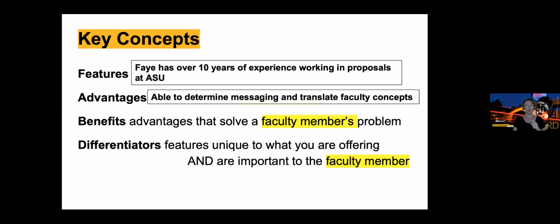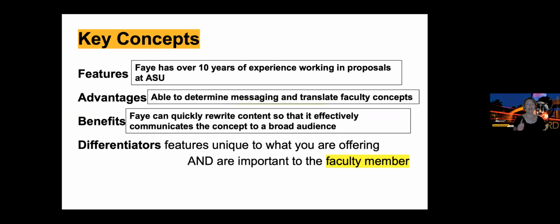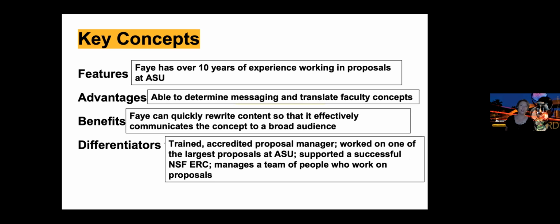Now, what solves a faculty member's problem? I can do it fast, and I can do it well. And this is what's important, right? You want somebody who can do it fast and well to a broad audience, because you don't want somebody who does it slow and poorly to a narrow audience. So my differentiators are something that I have that you want. So I'm an accredited proposal manager with heaps of experience, and I have management experience.